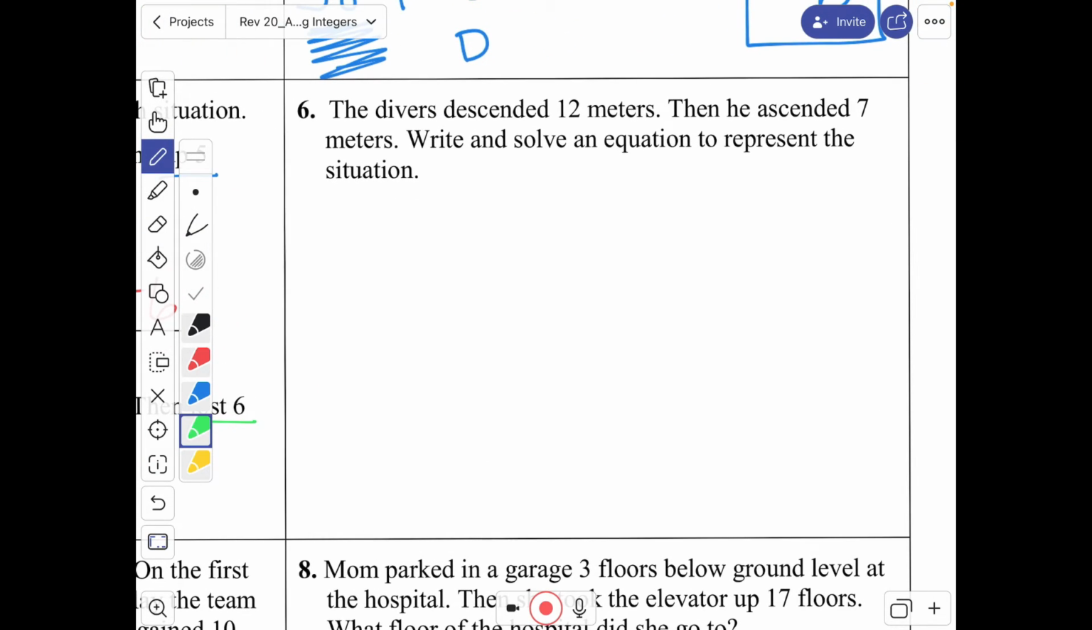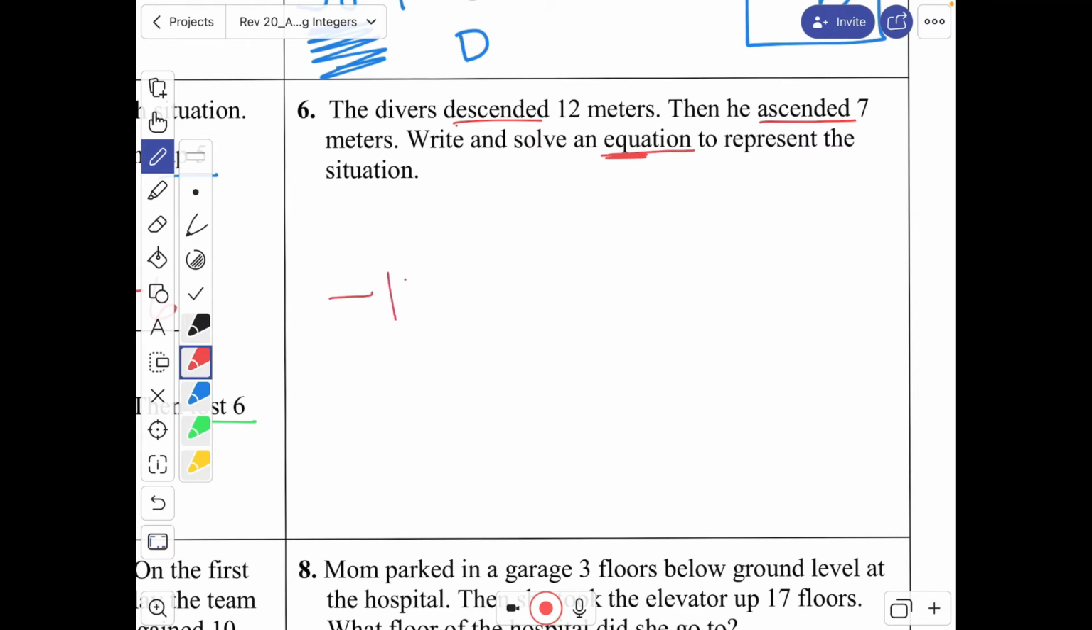Number 6. The diver descended 12 meters. Then he ascended 7 meters. Write and solve an equation to represent the situation. So it says equation this time. We're going to have an equal sign.